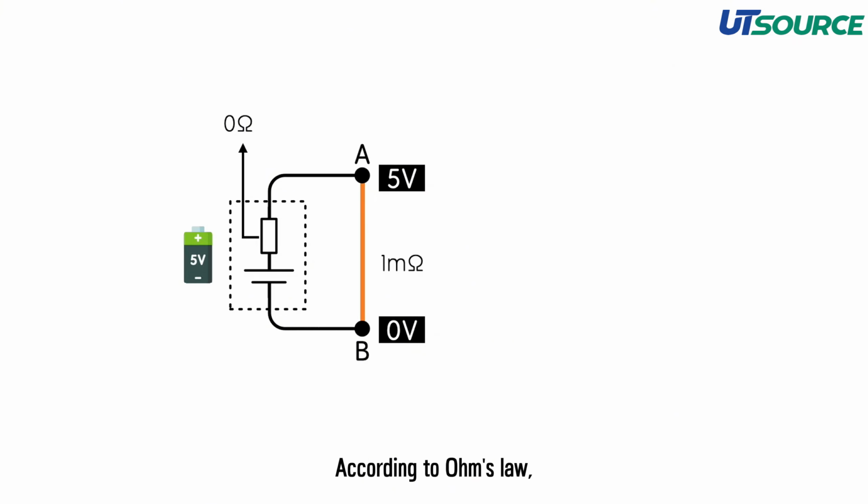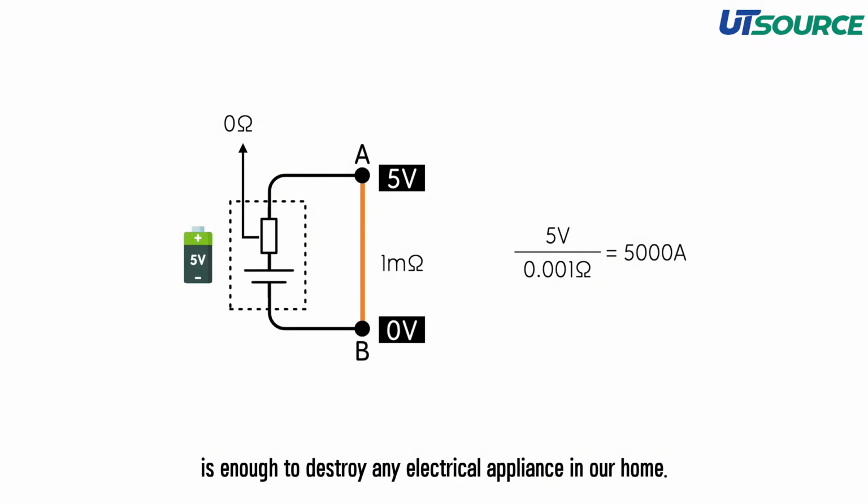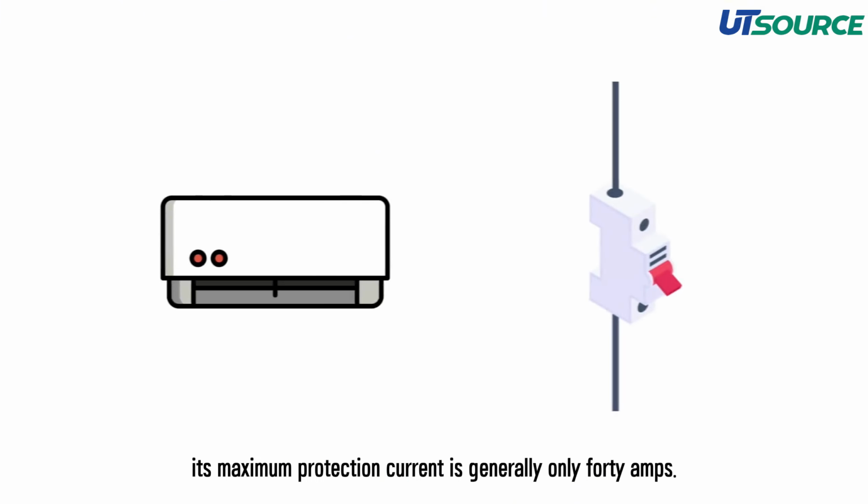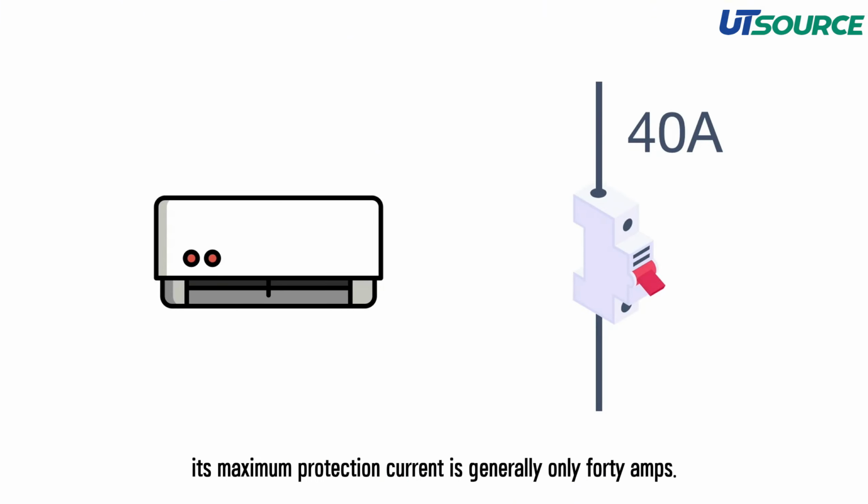According to Ohm's law, the current will reach 5000 amps. Such a high current is enough to destroy any electrical appliance in our home and in our daily electricity use. Even the most powerful air conditioner in our home, its maximum protection current is generally only 40 amps. That is, if the current exceeds this value, it will be cut off.